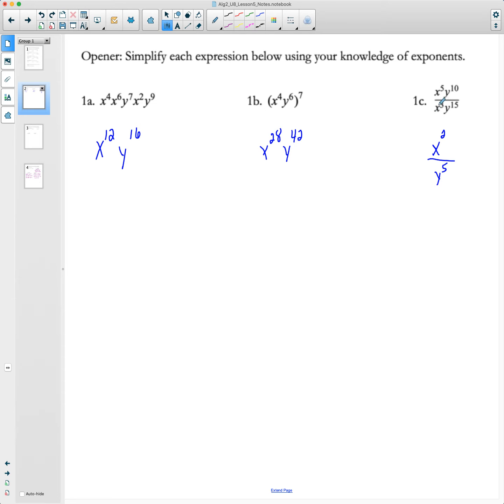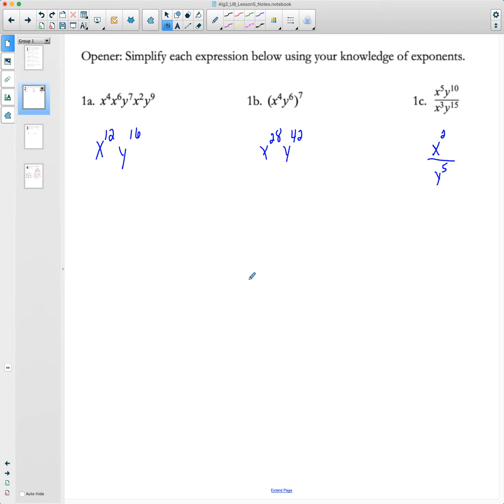And then 1C. If the first is the product property and the second is the power to a power property, this is the quotient property, which says we can subtract our exponents. So 5 minus 3 is 2, and 15 minus 10 is 5. We look at where there are the most x's or the most y's to know whether that result stays in the numerator or in the denominator. I have more x's in the numerator, so my x squared is in the numerator. I have more y's in the denominator, so that difference stays in the denominator. Those are the three basic properties of exponents, which are really just shortcuts for multiplication.